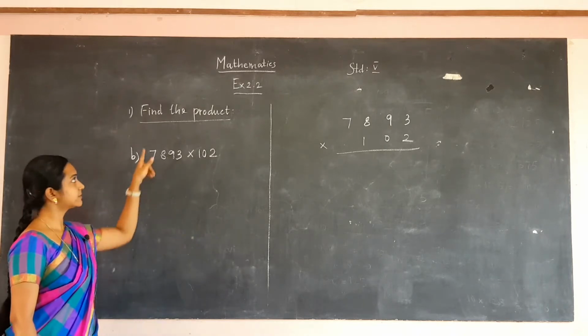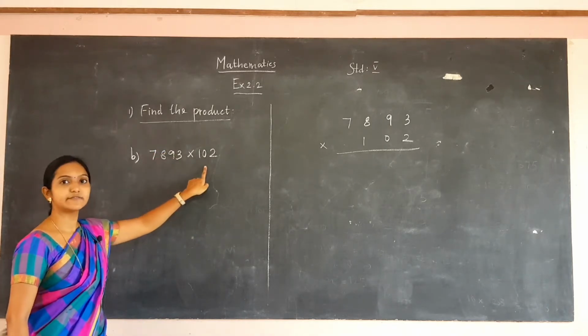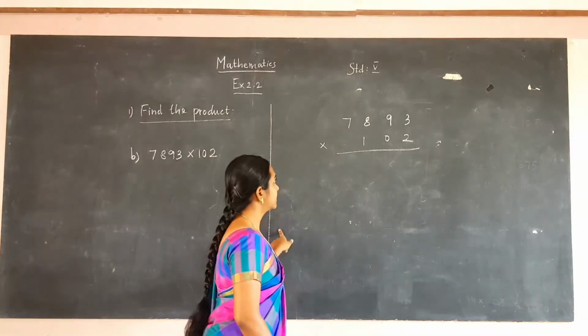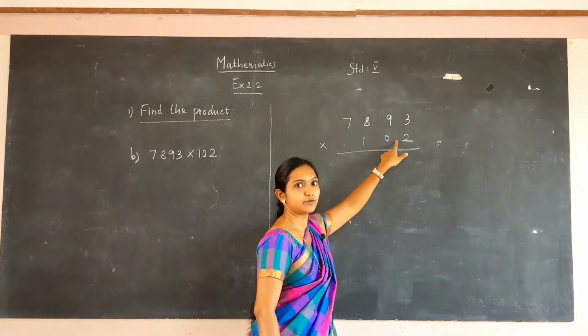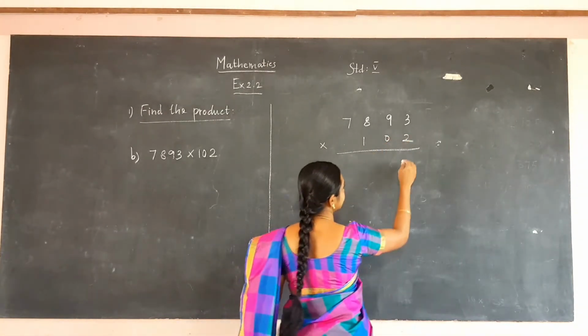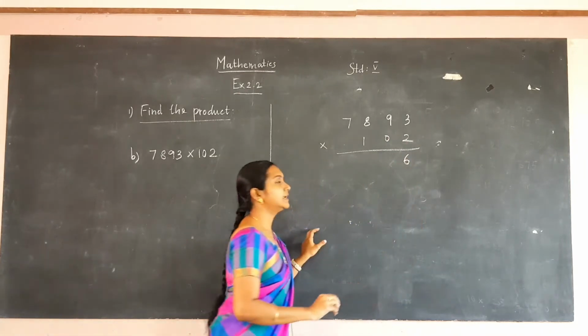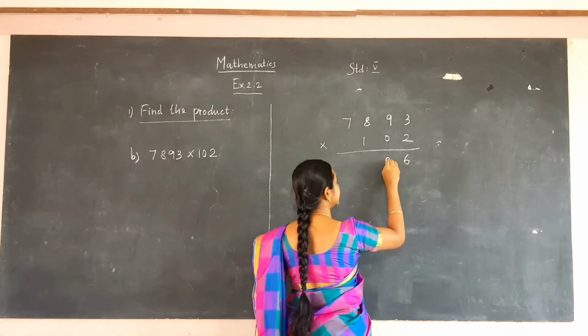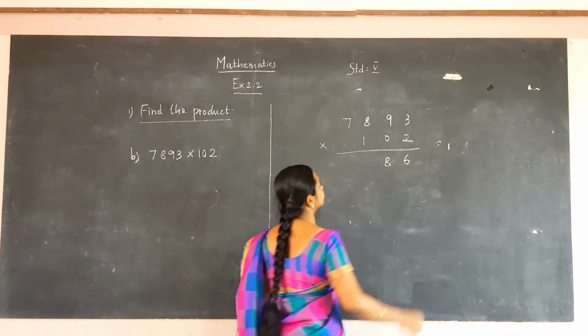The first problem is find the product. Now two numbers are given. We are going to multiply them. First number is 3 and 2. We are going to multiply 3 and 2. 3 2s are 6. 1 9 is 9. 2 9s are 18. So write 8 here and 1 will be remaining.